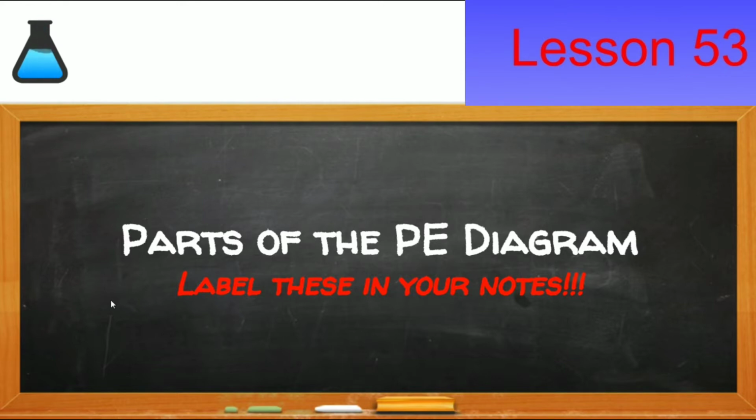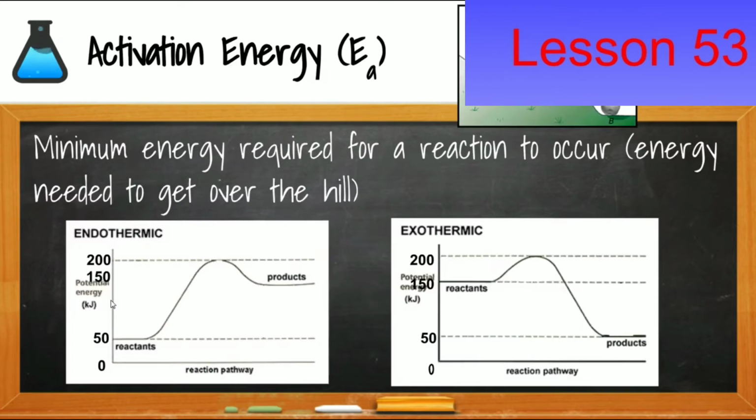We've already reviewed the general parts of potential energy diagrams. Now we'll see how their positions on endothermic and exothermic reactions differ. The first position we'll look at is the activation energy, which is the minimum amount of energy required for the reaction to occur. The activation energy is always going to be the difference between the reactants and the peak of your curve.